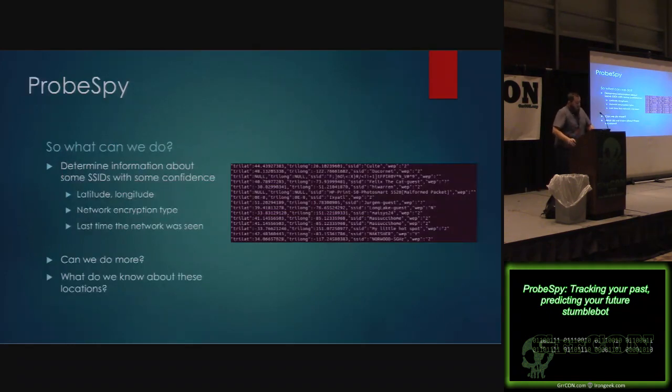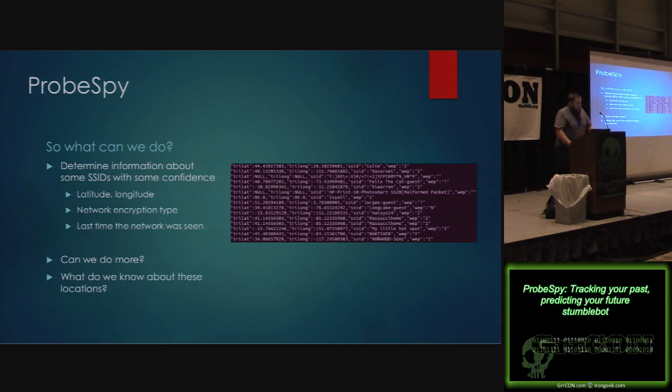So, covering what we've gone through so far, what can we do? We can determine information about some SSIDs with some confidence: the location, through the latitude and longitude, the network encryption type, and the last time that the network was seen.